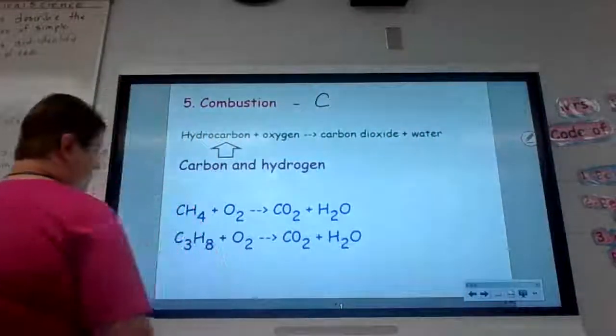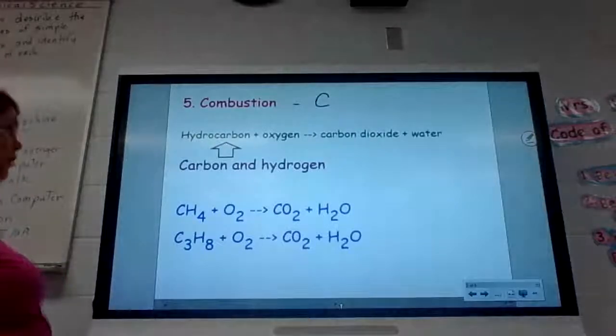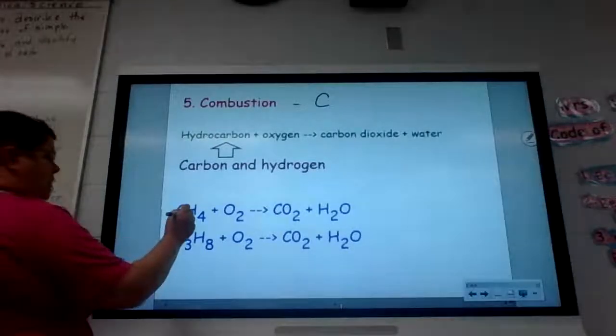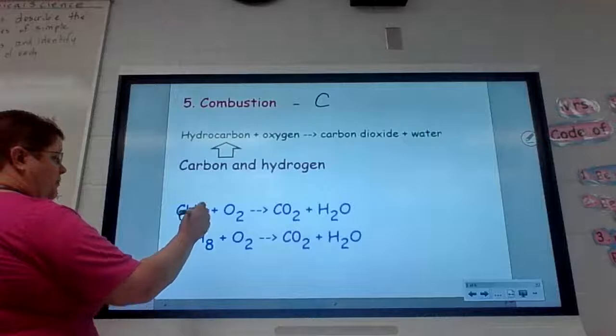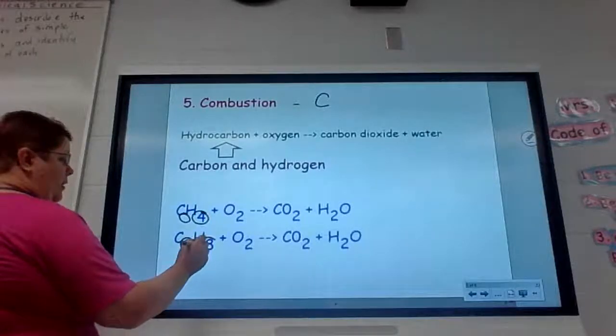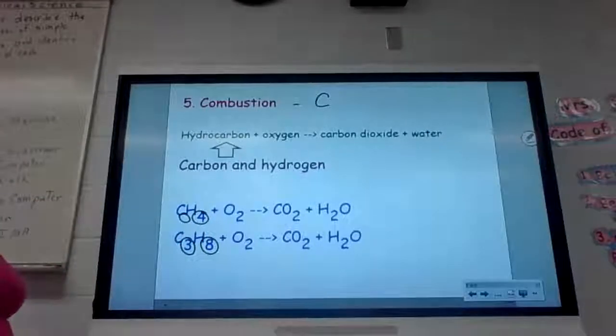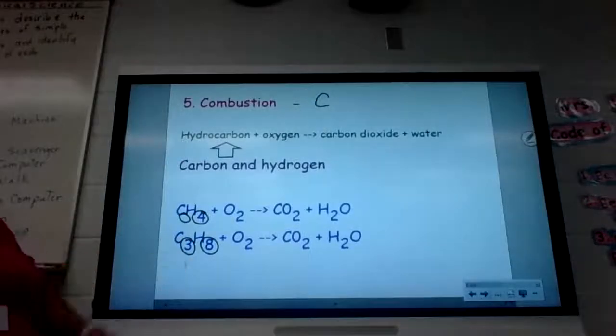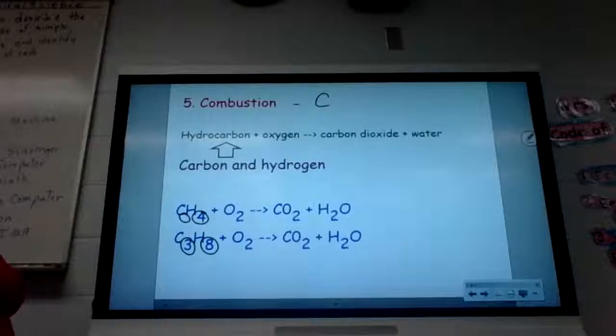Now, examples of these. Notice the only things that change are the subscripts. None of the other letters change. It's a C and an H plus O2, which is how we write oxygen because it's one of the 7. And you get CO2 plus water.